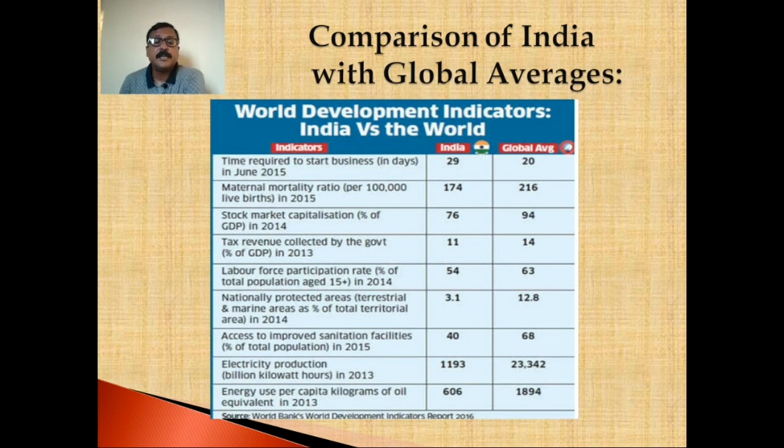Energy use per capita, kilograms of oil equivalent in 2013. In India it is 606, the global average is 1894. So this also shows that the per capita consumption of energy in India is also less than the global average. So these are some of the areas which can give you an idea regarding the areas where we are doing better than the global average and the areas where we need to improve.